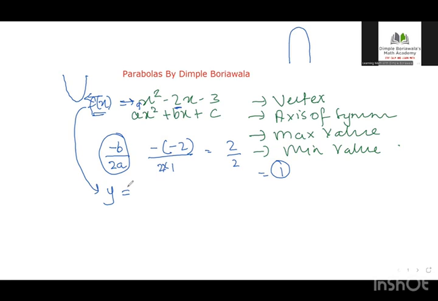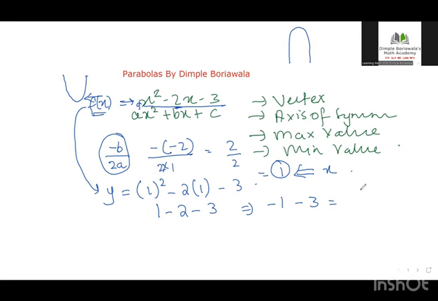Function means f(x) is equal to this, and this f(x) is actually y. So in order to find y, we have got the x coordinate of the vertex, which is 1. We will replace that over here. So 1² − 2 times 1 − 3. So 1 − 2 − 3. So which is −1 − 3. Our y coordinate is what? It is −4. So in short, what is my vertex? My vertex is (1, −4).